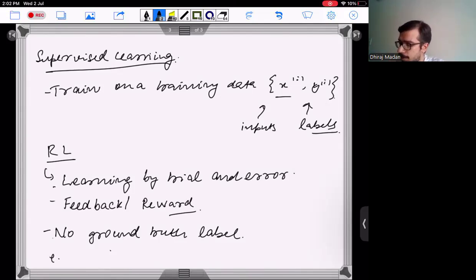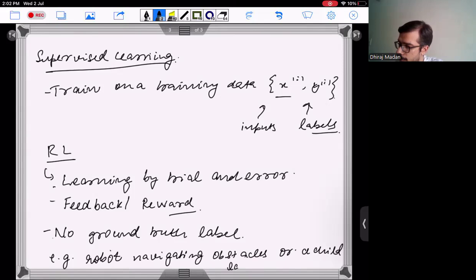For example, a robot navigating obstacles, or a human, or a child learning to ride a bicycle. So these could be some examples. Just try to think about it: what is the feedback you receive, what are the actions? And we are just going to define reinforcement learning, so again you will have to make that correlation.